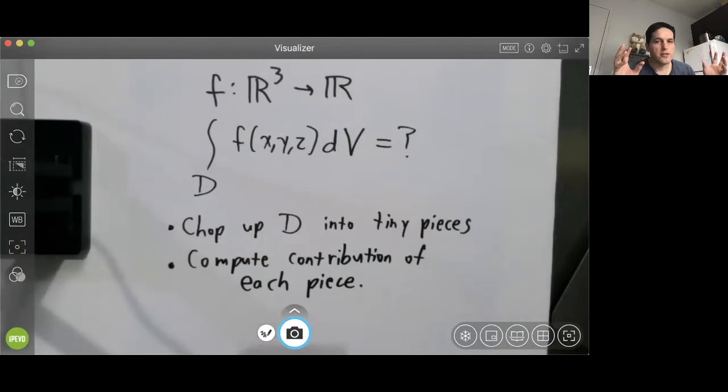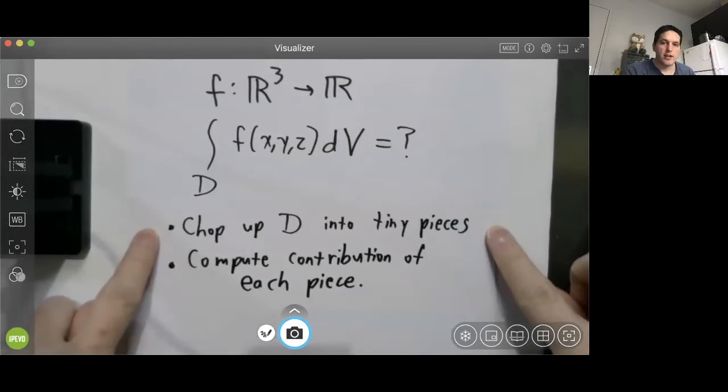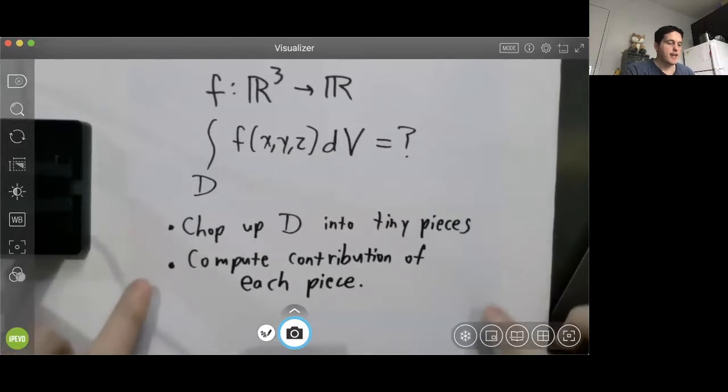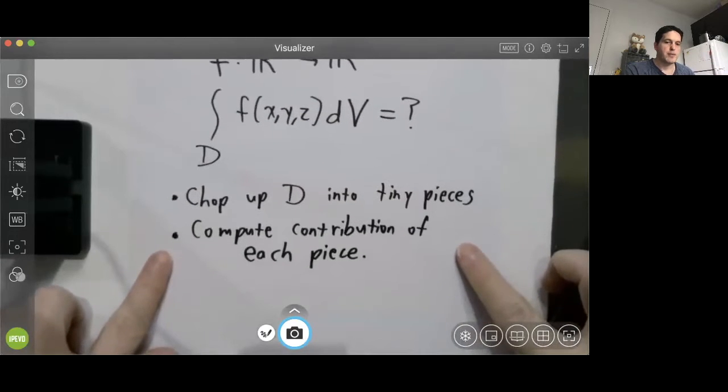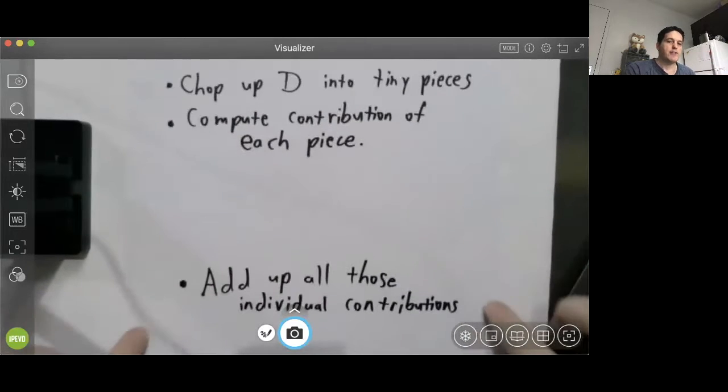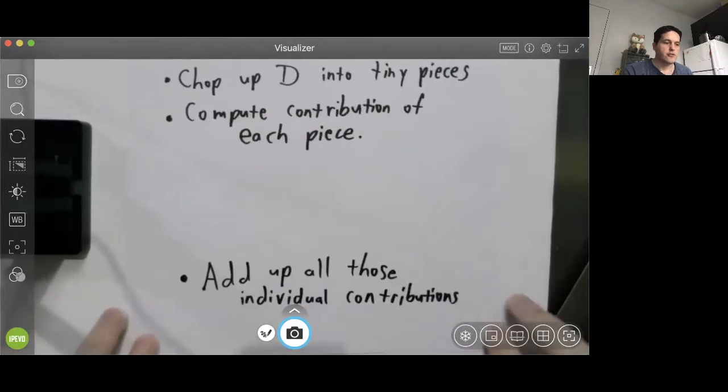Well, what we do is we take our three-dimensional region, we chop it up into tiny pieces, we compute the contribution of each piece, and then we add up all those individual contributions. It's the same pattern that integration always follows. So we chop up the region we're integrating over into tiny pieces, compute the contribution of each piece, and add up all those individual contributions.